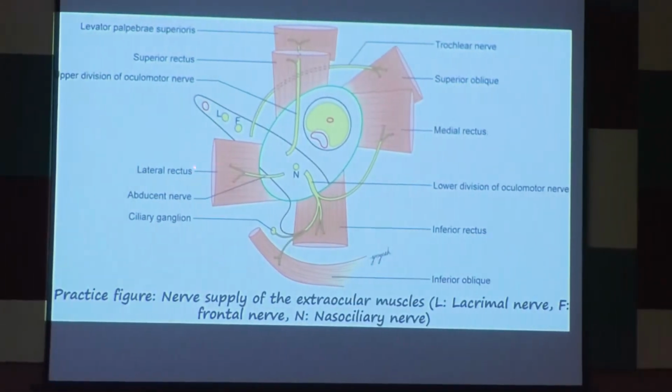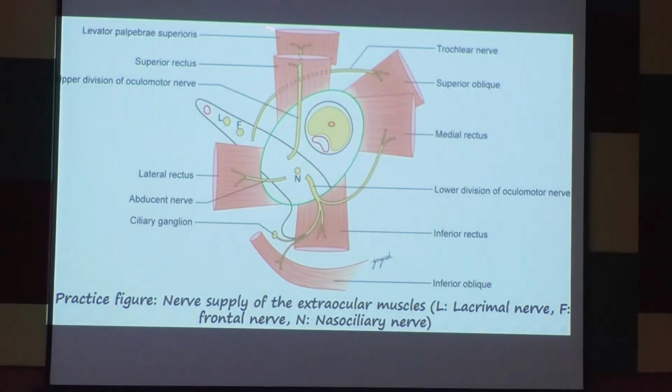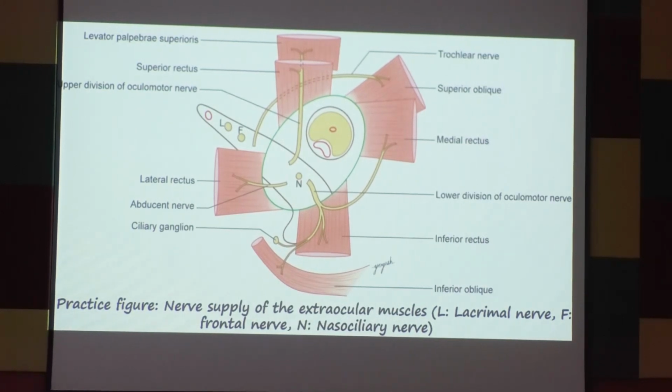See here different recti: superior, inferior, medial, lateral recti originating from the annulus of Zinn. And here is the levator palpebrae superioris. Here is superior oblique. Here is inferior oblique. 7 muscles. Okay, these 7 muscles you have to write down if you are asked about extraocular muscles.